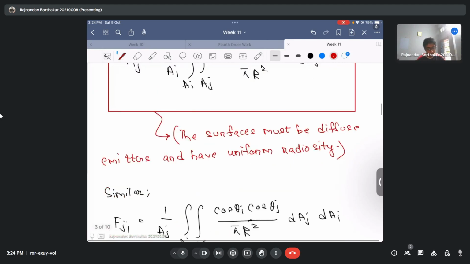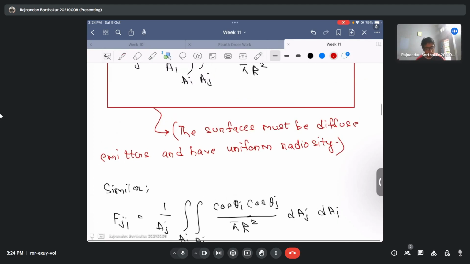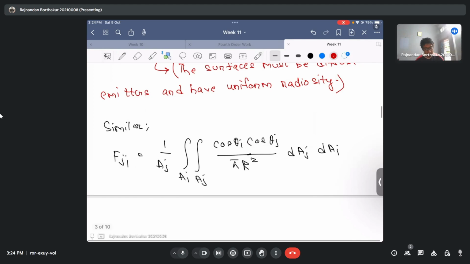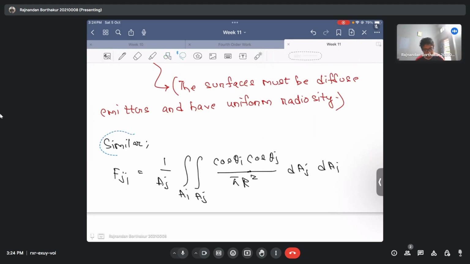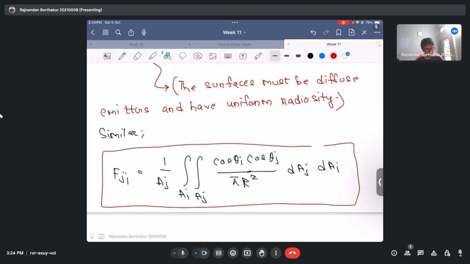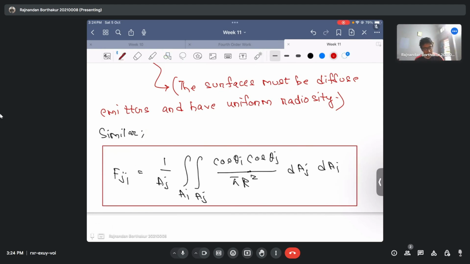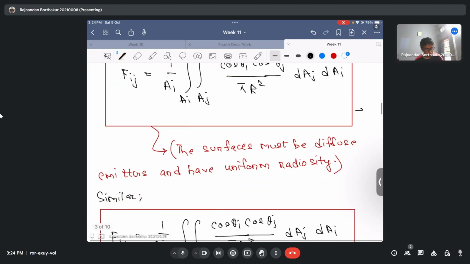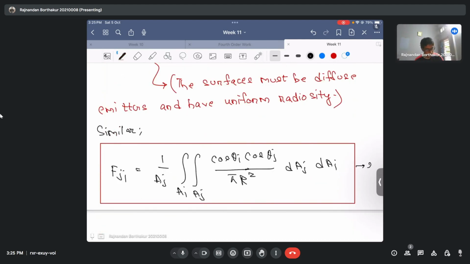I hope the integral forms of the view factors are clear to you. Just as you determine Fij, you can equally determine Fji. You just need to reverse your understanding here. Fji, as I repeat, is the radiation leaving surface J that is intercepted by surface I. This is how you formally define Fji, the view factor corresponding to surface J. I'll name this equation 1 and this equation 2.